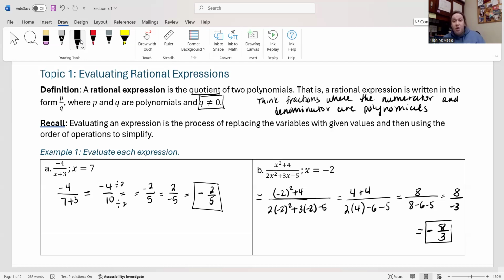So that's evaluating. There's going to come a point where we're going to want to check our answers later in this chapter, so knowing how to evaluate is really important. It's not difficult at all. The main thing I would say is just watch your signs.